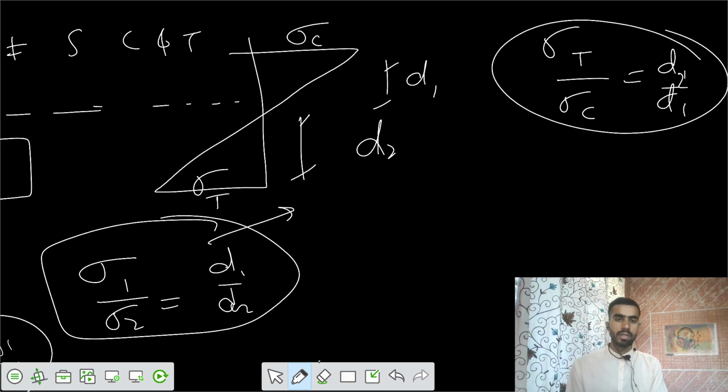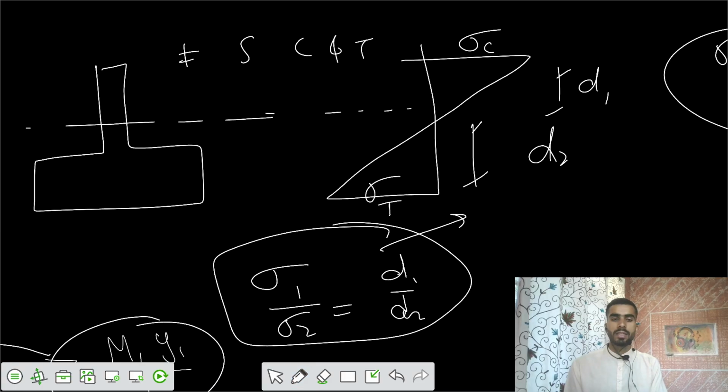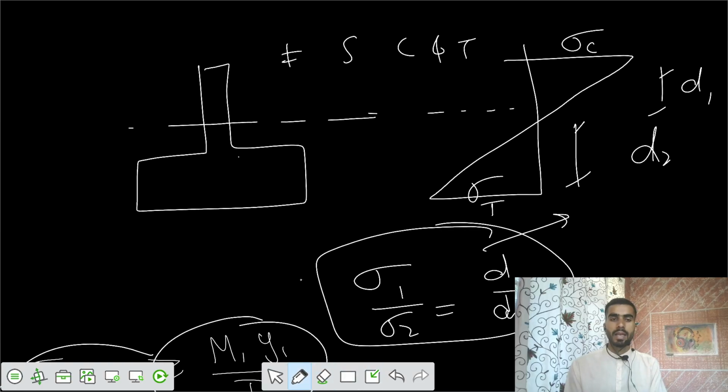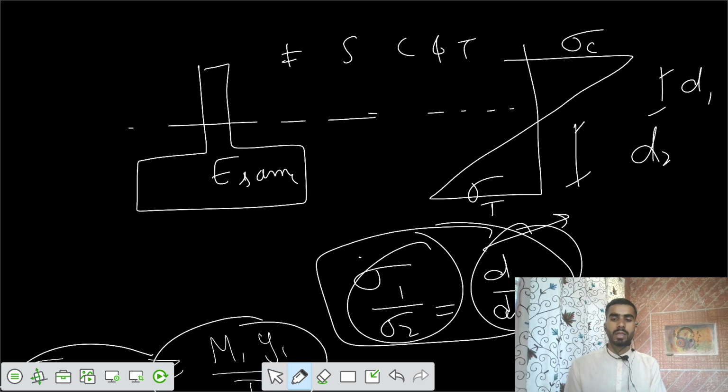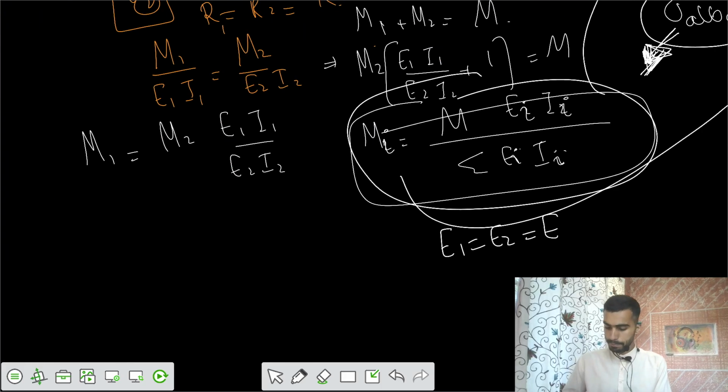Similarly here, we said that if the material has the same value of E, as in this case where E is the same, then sigma 1 by sigma 2 equals d1 by d2. Let's take the problem.